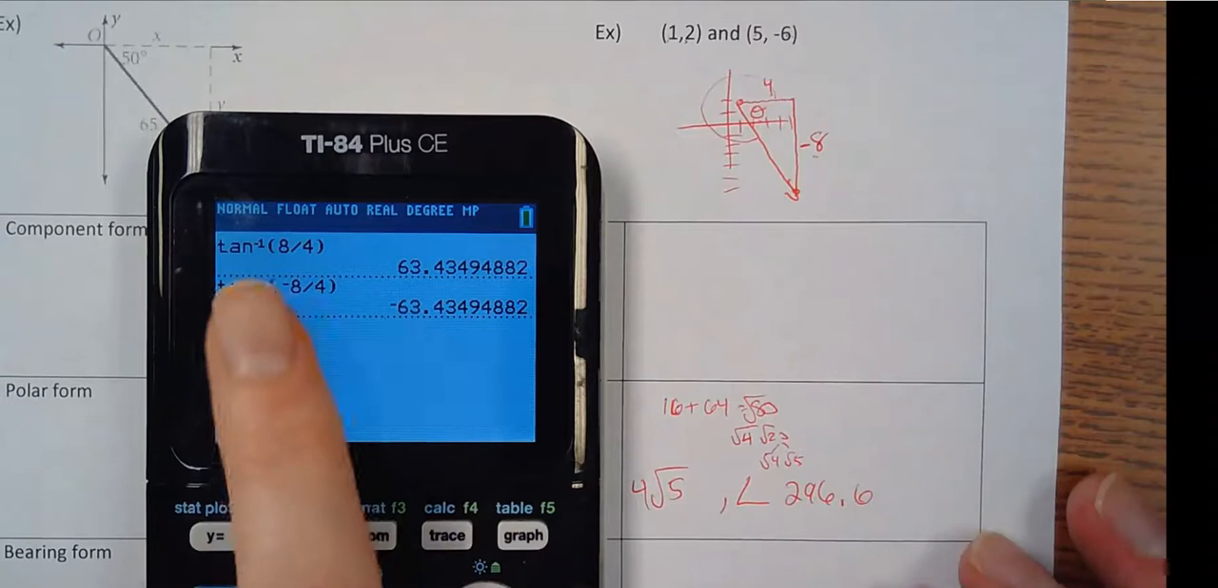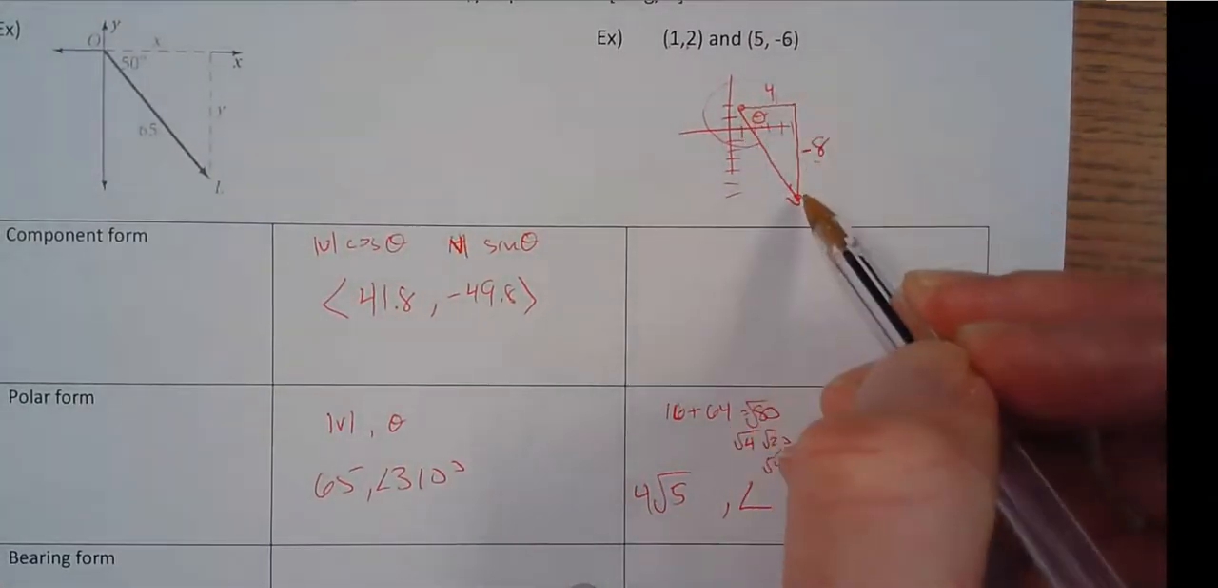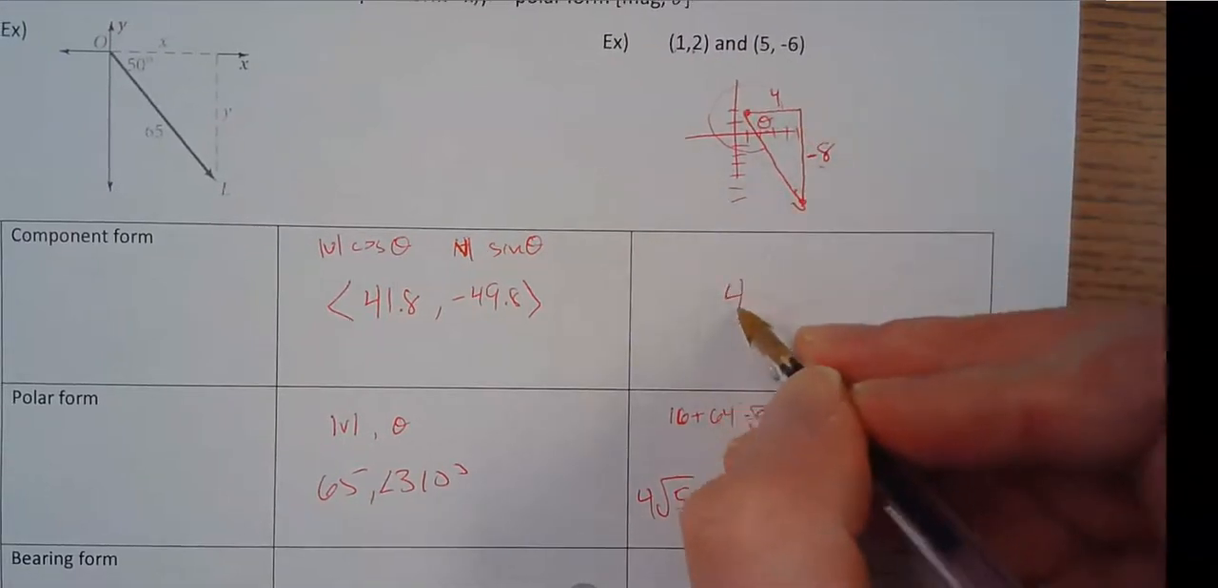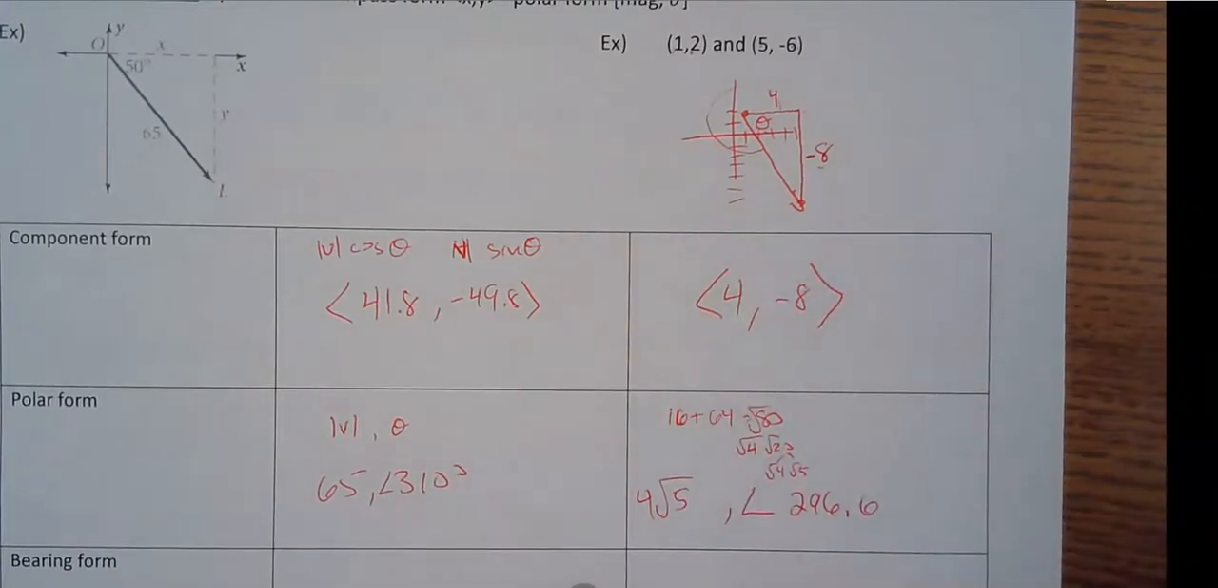Now component form, I've already got done here, because component form is how far over to go and how far down to go. So from the initial point to the terminal point, it went right 4 units. It went down 8 units. Okay, so that's the component form of it.